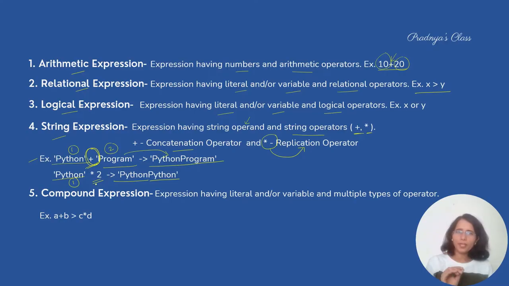There is one more type of expression known as compound expression, which will have multiple types of operator which will operate on literals or variables. Let's consider one example. You can see here we have used some of the arithmetic operators along with one of the relational operators. So there are total 5 types of expressions.